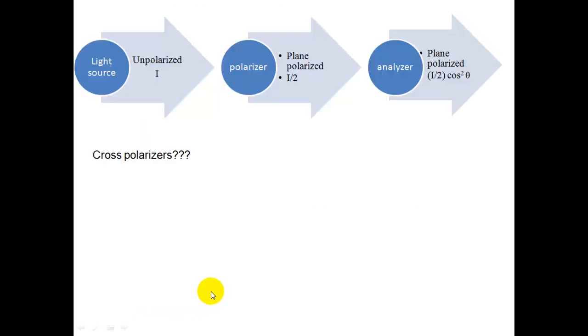This is Malus's law. Okay, so what we have here is the light source, which is completely unpolarized. Then it goes through the polarizer. Then this becomes plane polarized. The intensity is now half of its original value. And then we have another analyzer, which is at a certain angle, and it becomes plane polarized, but slightly differently. But it's going to be according to the cosine squared of that angle times this value, because this is the incident radiation that's on the analyzer.